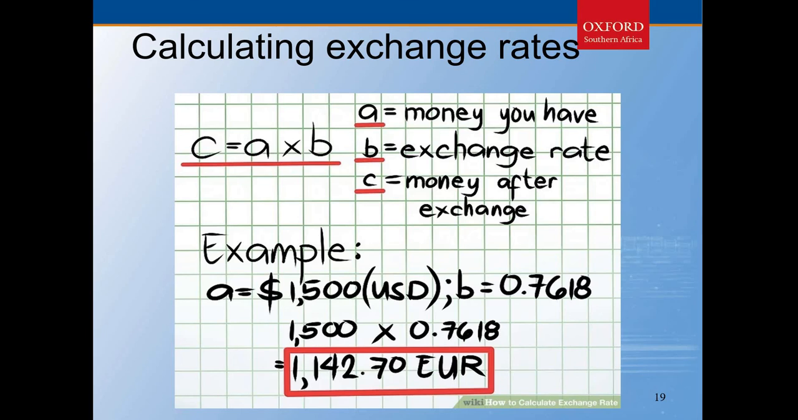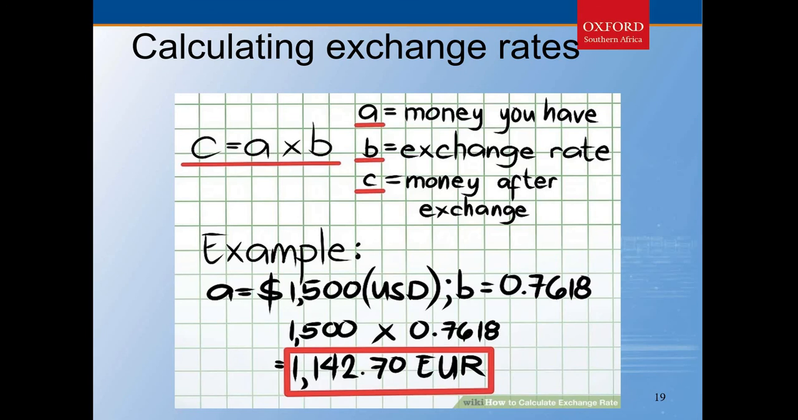Now, how do we calculate an exchange rate? So you take the money that you have. So A is the money that you have, B is the exchange rate, and C is the money after the exchange rate. So let's say you've got, in this example here, 1,500 US dollars.